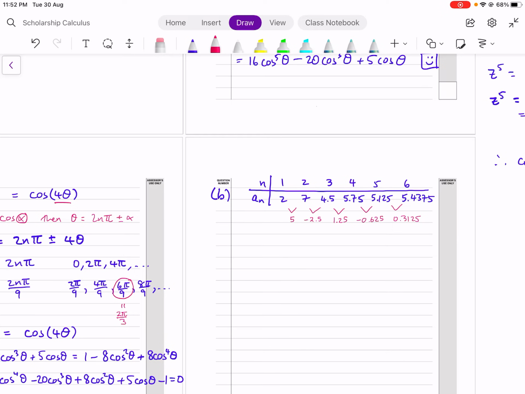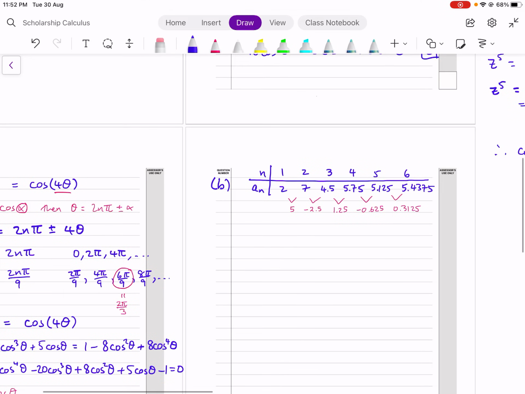So if I wanted to find, let's say, the second term, I already know the second term, right? So 7. But if I want to find the second term, I would write 2 plus 5. And then the third term is 2 plus 5 minus 2.5. And then the fourth term is 2 plus 5 minus 2.5 plus 1.25, etc.